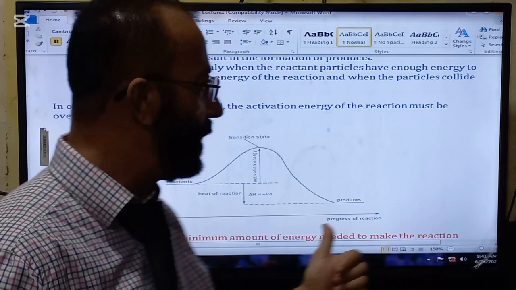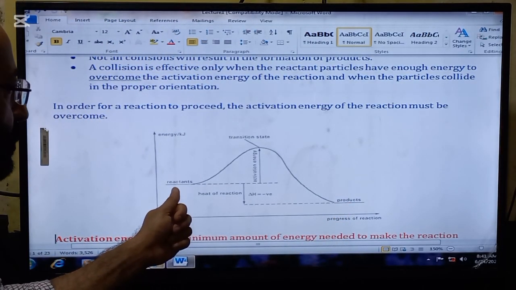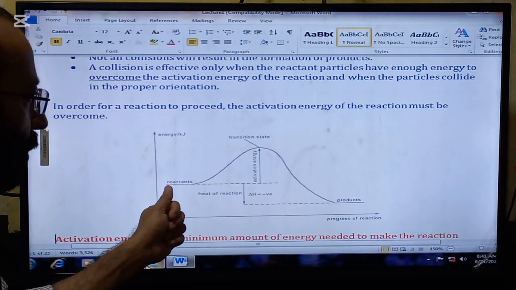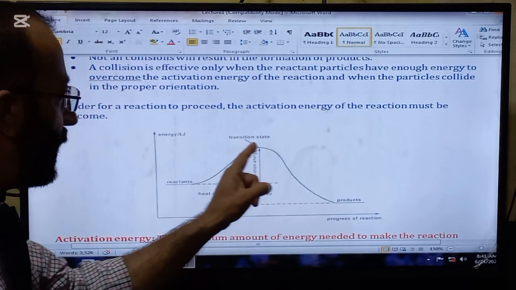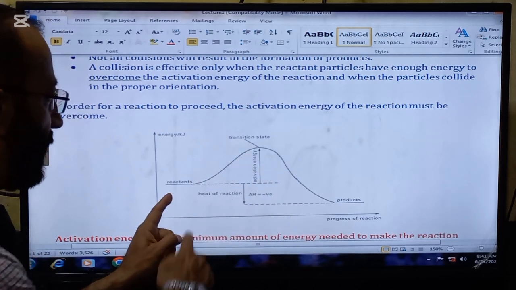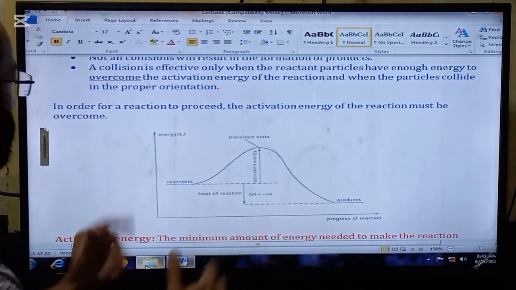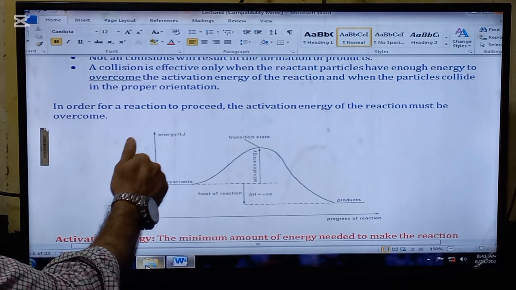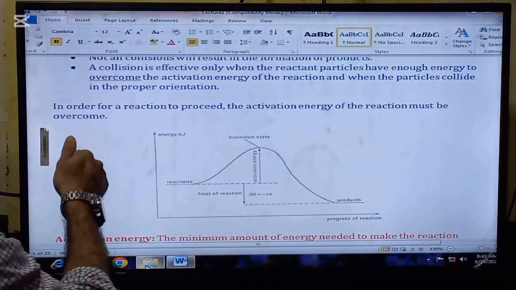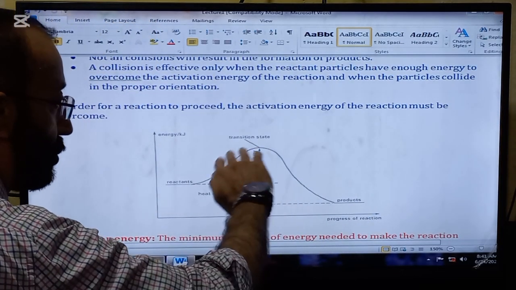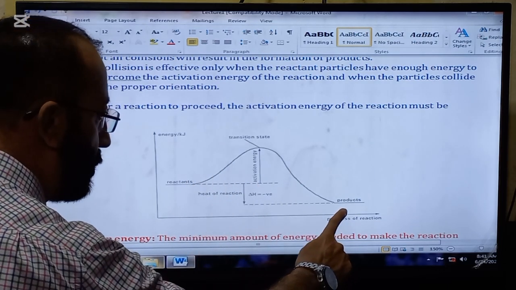The same thing applies here. This is the destination and this is the starting point. The reactants want to reach this destination, and in between there is a barrier. So reactants have to overcome the barrier to reach the destination. Look now, in order for the reaction to proceed, the activation energy of the reaction must be overcome. This barrier should be overcome to reach there. Then reactants will be converted into products.